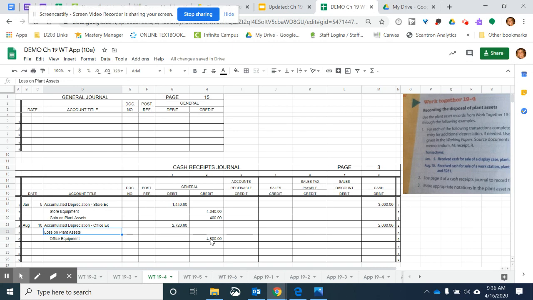All right, so how we're going to calculate this is we're going to put our cursor in this cell. We're going to create a formula, and it's going to be the credits minus the debits because we've got a deficit here, and we've got to fill that. So it's going to be the 4,800 minus the 2,720 minus the $2,000. And we show that we have an $80 loss.